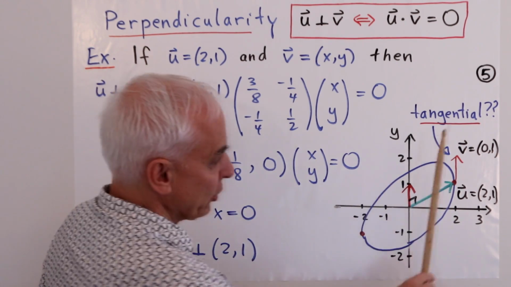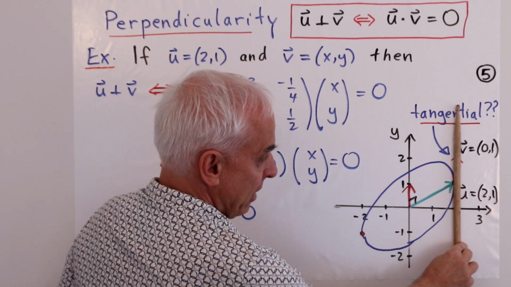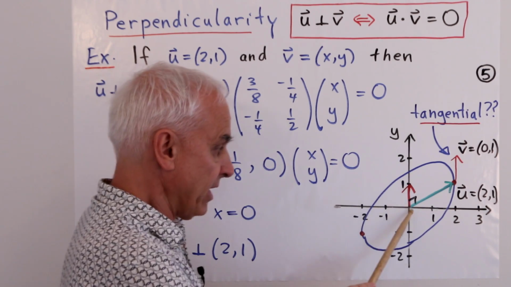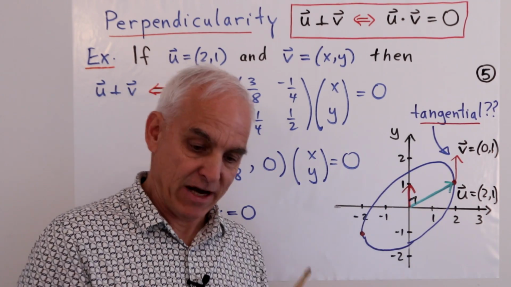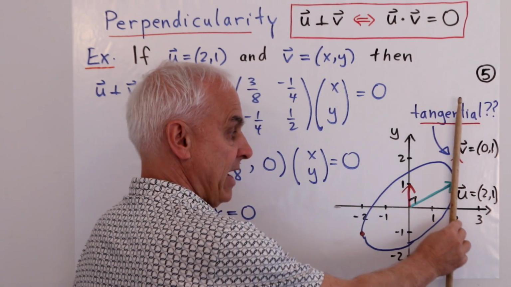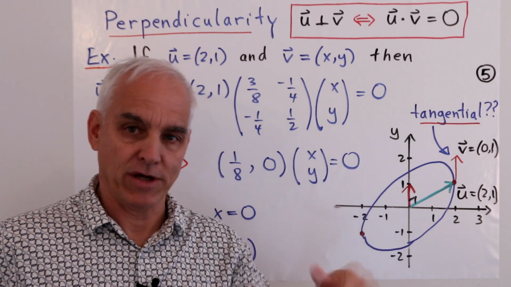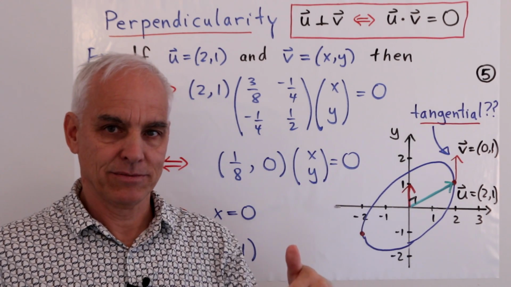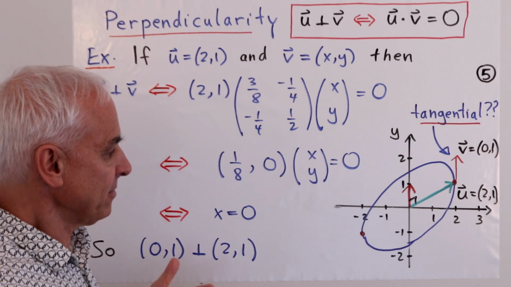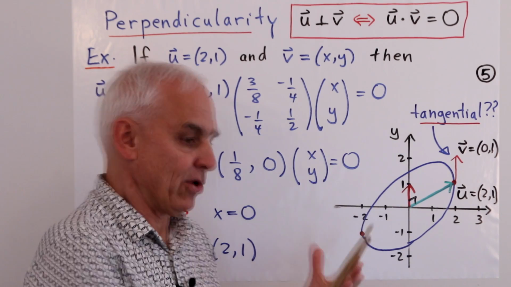I just want to alert you to this fact that, in this example at least, perpendicularity amounts to the relationship between essentially a radius vector of the unit circle and a tangential direction at that particular point to the unit circle. So that's a very nice physical interpretation.